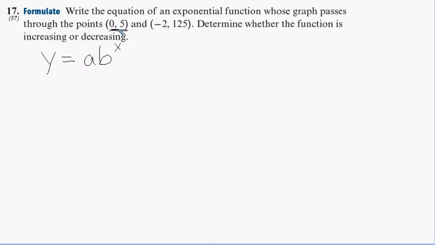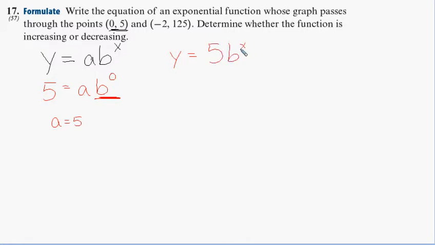We know that 5 is y. We don't know what a is. We don't know what b is, but we know that x is 0. We also know that anything to the 0 power is equal to 1, which means that this piece right here is equal to 1. 1 times a is a, so we've quickly figured out that a is equal to 5. So rewriting our equation, we can say y equals 5b to the x.